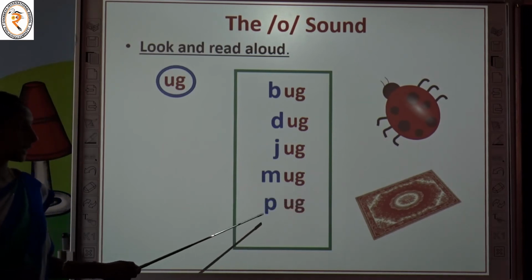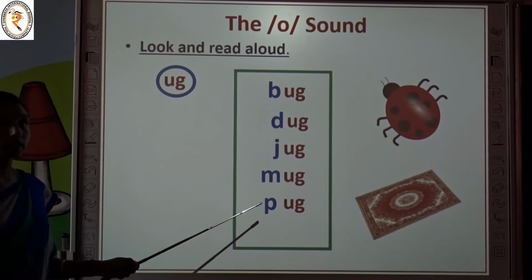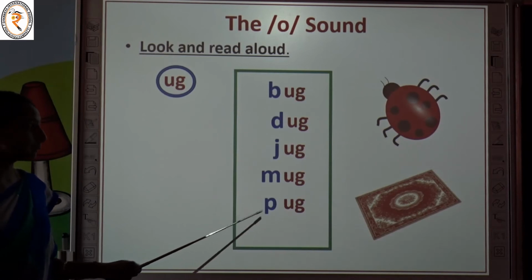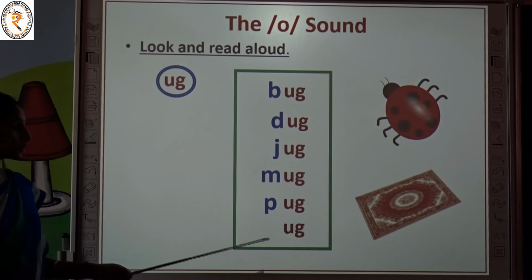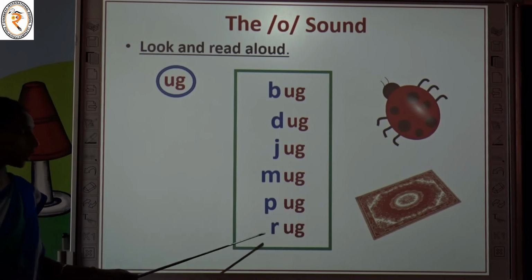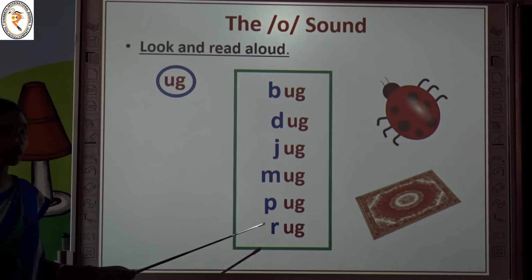Yes, P is added now. What is the sound of the letter P? Pa. Pa plus ug, pug. Very good. Again we have ug. R is added to this. What is the sound of the letter R? Ra. Ra plus ug, rug.